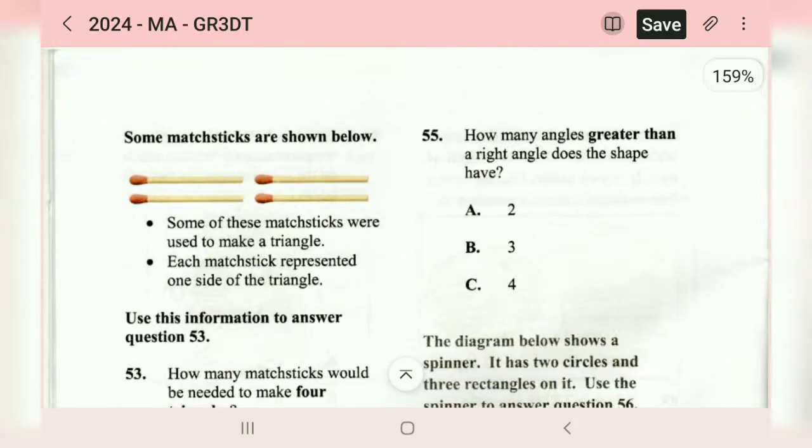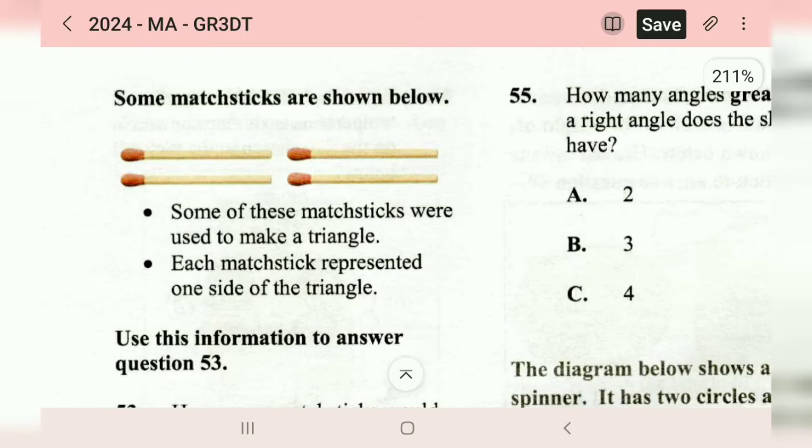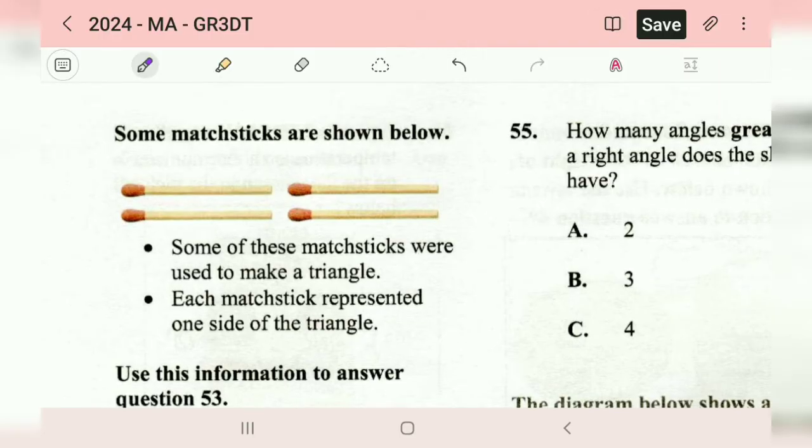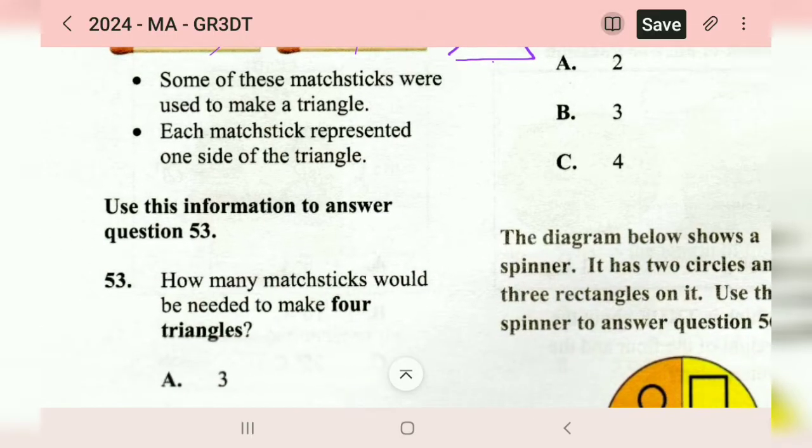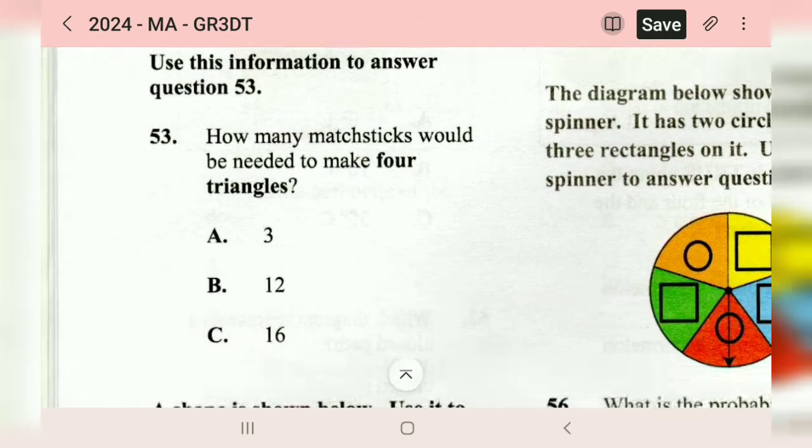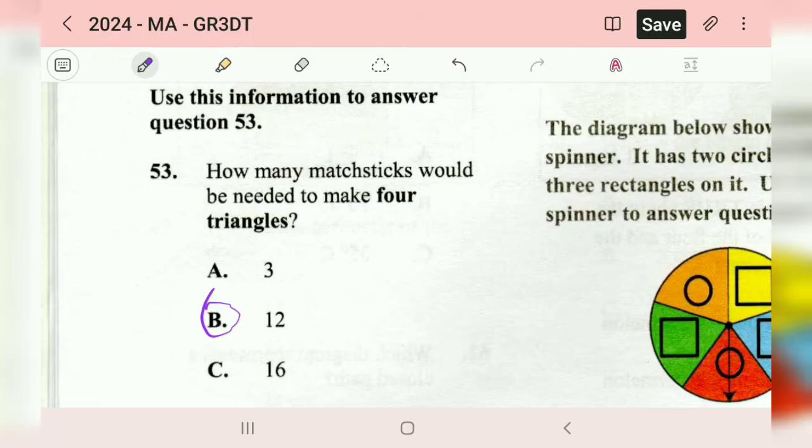Let's look at, this one is a repeat. Some matchsticks are shown below. Some of these matchsticks were used to make a triangle. So if you're making a triangle from some of these, you use 1, 2, 3 because a triangle has 3 sides. Second point, each matchstick represented one side of the triangle, which is what we have here. Use this information to answer 53. How many matchsticks would be needed to make 4 triangles? So if 3 makes 1, 4 threes would be 12. You need to know your tables, guys. 1 is used up by 3, then to make 4, you're going to need 12.